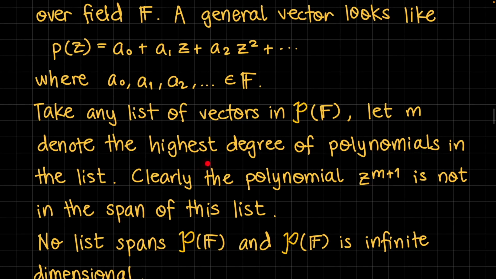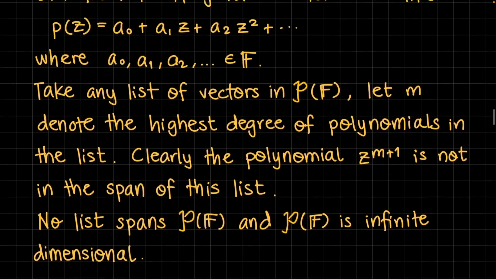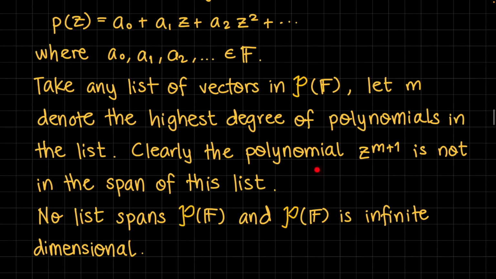Let m denote the highest degree of polynomials in the list. A degree is the highest power of z for a given polynomial. So take the highest degree of the polynomials in the list. You can have a z squared polynomial, a z cubed polynomial, z to the fourth. We want the highest in that list, the maximum degree of that list. And a maximum makes sense because it's a list of finite elements. We can call the highest degree of all polynomials m.